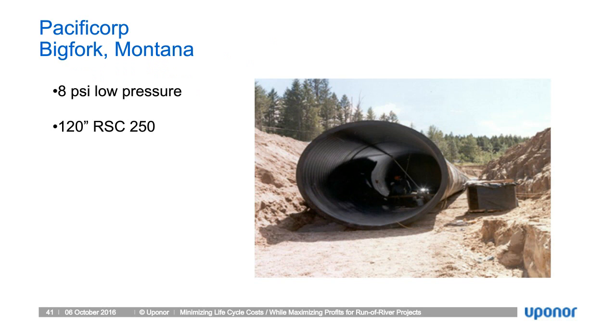And here's just a picture of the pipe going into place. It's quite a deep installation. There's probably 3 or 4 meters of cover on top of this pipe. And again, running at 8 psi low pressure, 120-inch RC250 pipe was used in this particular case. I believe the power generation was able to increase by about 10% just by going with this smoother type of pipe.